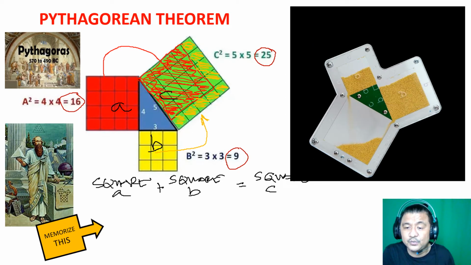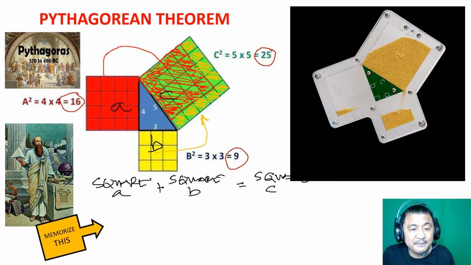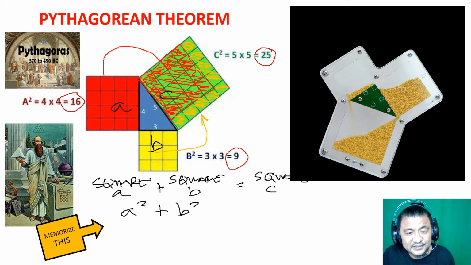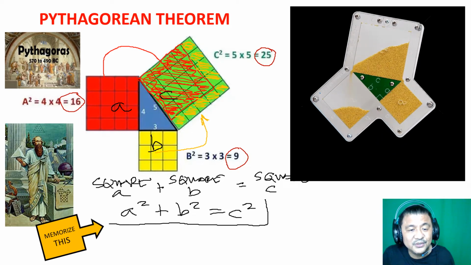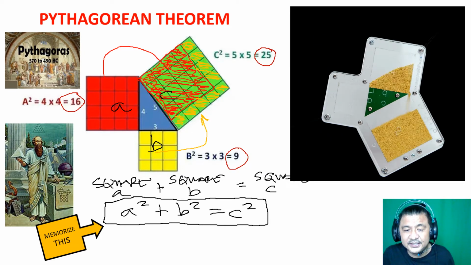All right, so this is what he did to make it more mathematical. A squared plus B squared equals C squared. Oh, there you go. This is now called the famous Pythagorean Theorem.